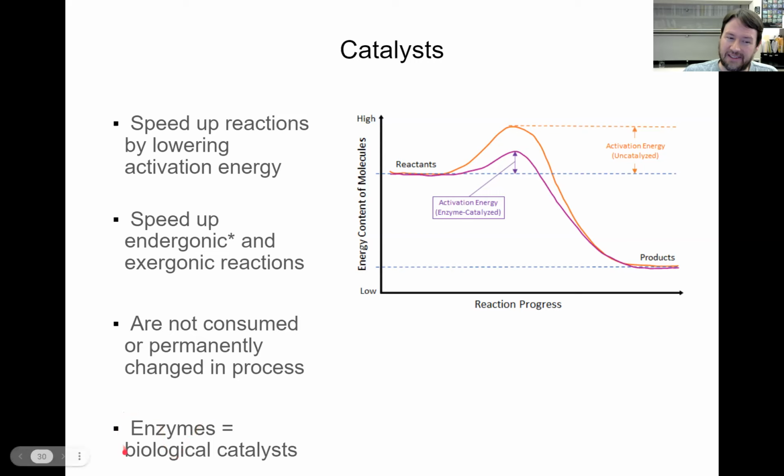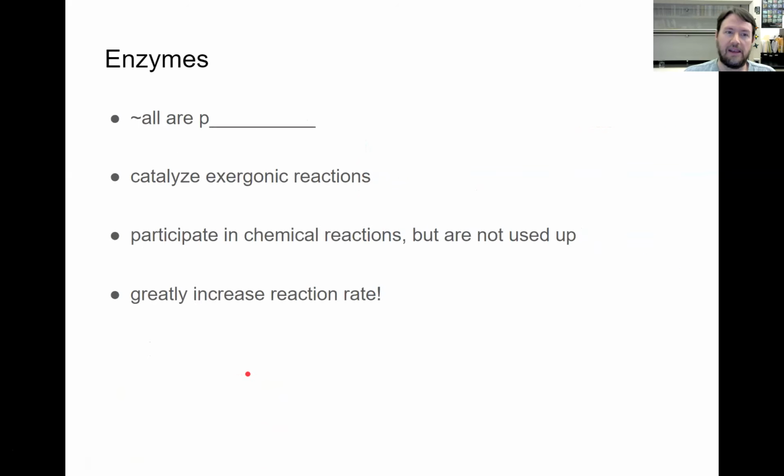And enzymes are essentially just biological catalysts. So they help a chemical reaction to occur without being used up. So here, if we look at our reaction graph, without a catalyst, there's a lot of activation energy needed. And if we have a catalyst such as an enzyme, the activation energy is much lower. Okay, so let's learn about enzymes.